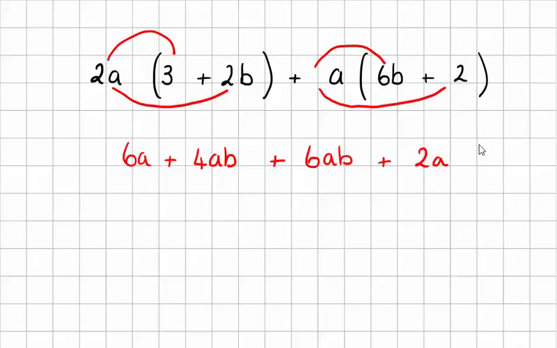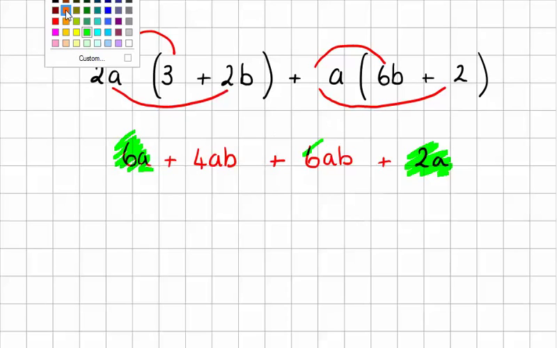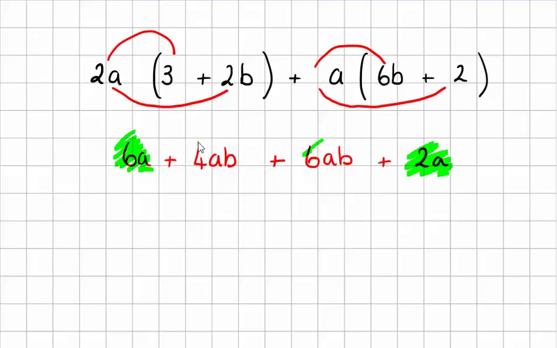So again, we have how many terms? 4 terms. But we're going to collect the like terms. To start with, how many different types of term have we got? 2. Good. We've got terms that have a's in, here and here, and then we've got 2 terms that are ab. I'm glad you remembered that ab is not the same as an a. They're different.